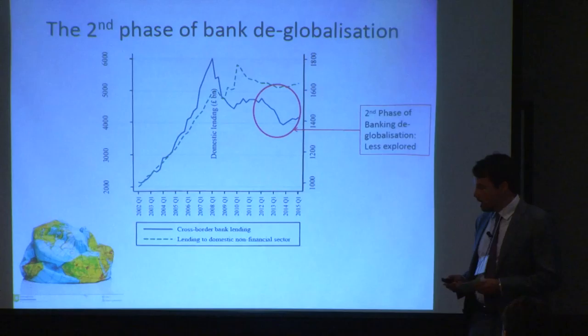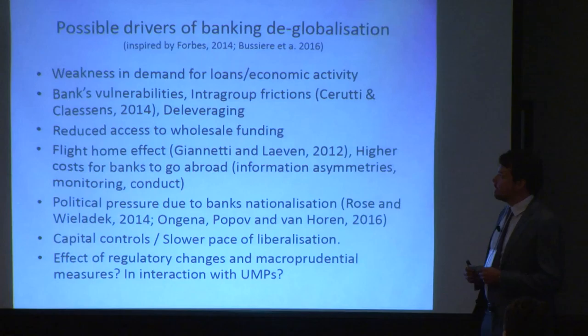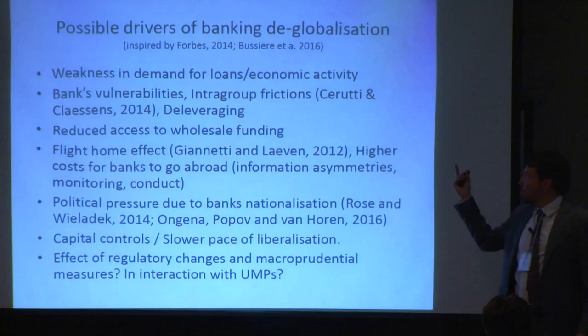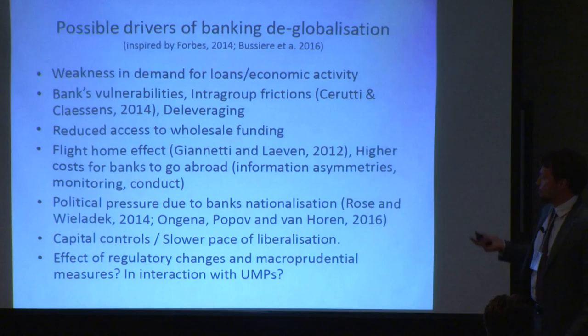So just taking a quick step back, what could be the possible drivers of banking deglobalization? I've mentioned already, first, weaknesses in demand and economic uncertainty. Cerutti and Claessens, in their paper, also highlight the role, in other papers, of course, of banks' vulnerabilities, which led to deleveraging also on the supply side, and also intragroup frictions. And then, of course, before the crisis, wholesale funding formed a big part of banking systems' funding mix, and this has largely dried up with the crisis, forcing banks to cut lending.